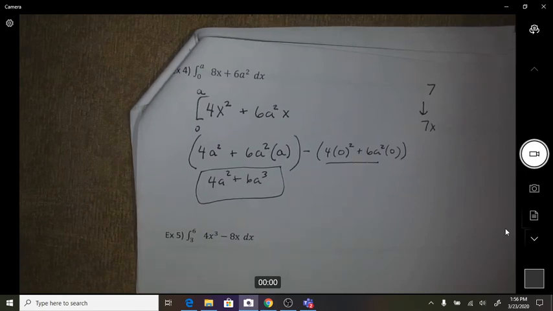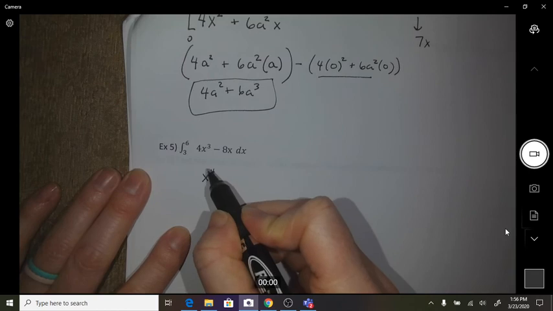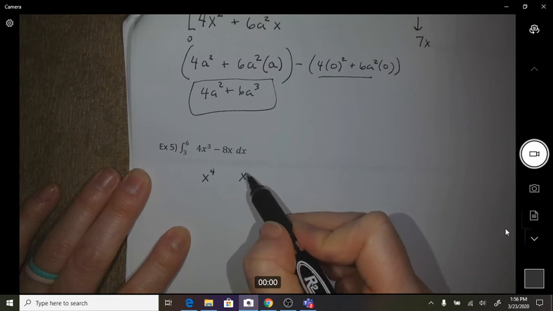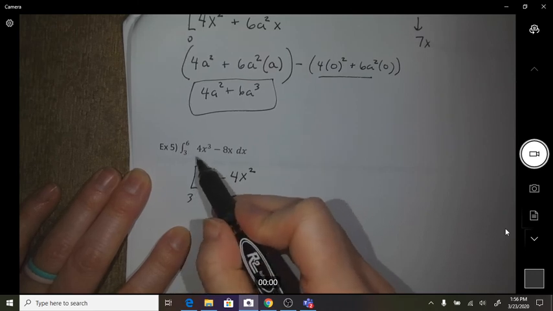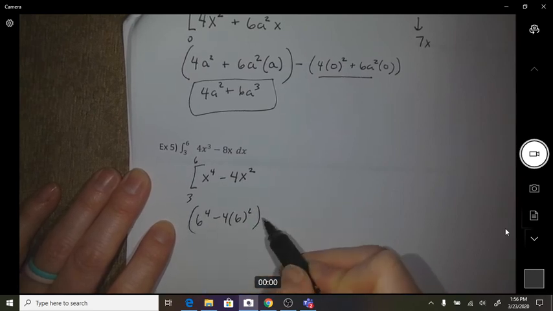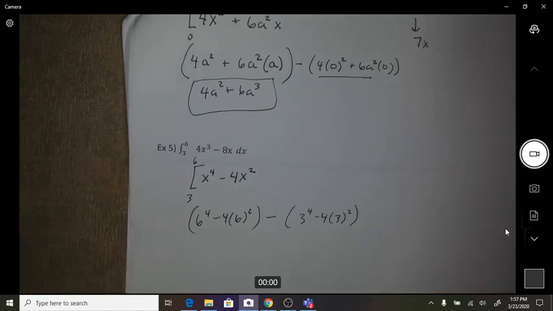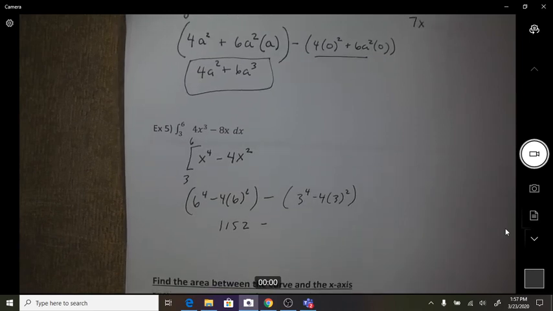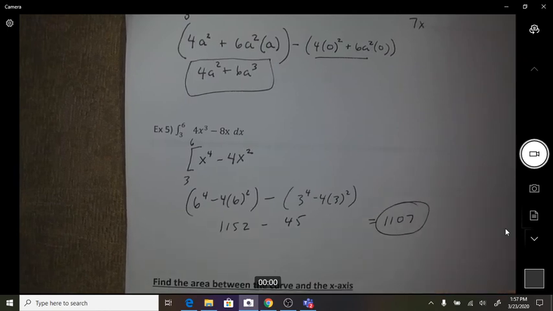Okay, last one. Okay, anti-derive this, so that starts as an x to the 4th, and then I don't need anything because I just need a 1 here. This would start as x squared, therefore I need a 4. Evaluate from 3 to 6. So 6 inputted minus 3 inputted. Okay, so when I input a 6, I get 1152, and I input a 3, I get 45. So 1107.